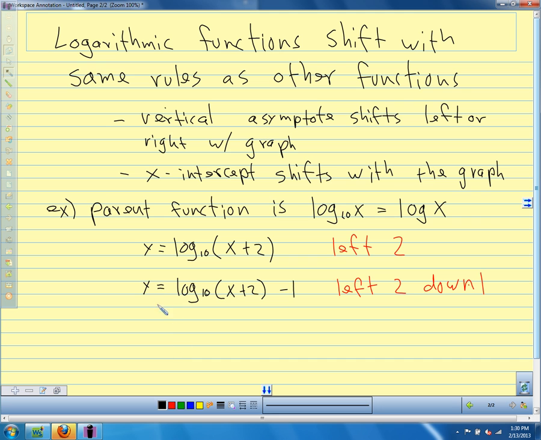How about y equals negative log base 10 of x? How would that one shift? It reflects over the x-axis.